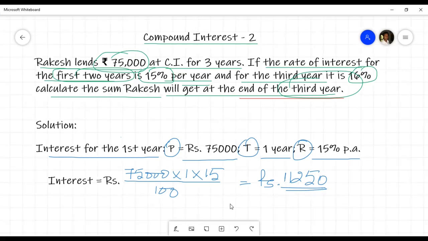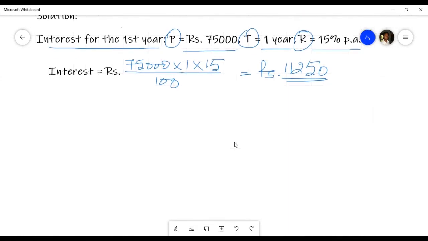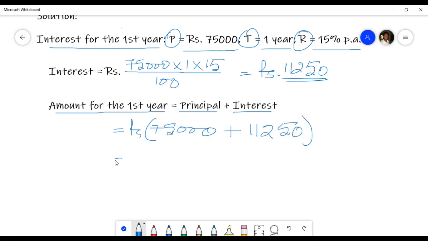What is the next step? We have to find the amount for the first year. You know what's the formula? Principal plus interest. So we just replace the values here. When we replace the values, 75,000 plus 11,250, we will get the amount for the first year as rupees 86,250. So this is the amount for the first year.